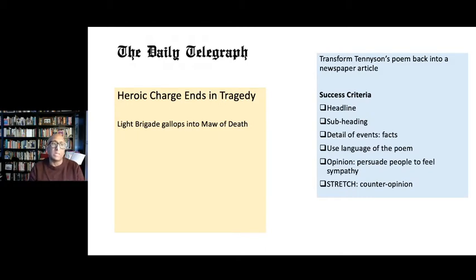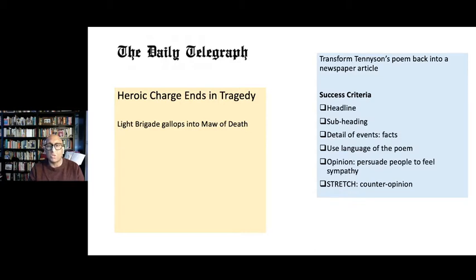A subheadline, Light Brigade Gallops into Maw of Death. Maw is a word for mouth. Could you turn this poem back into a newspaper article? You can do 2 paragraphs or 3 as you see fit. You could do 6. All 6 would be an easy structure following the poem.